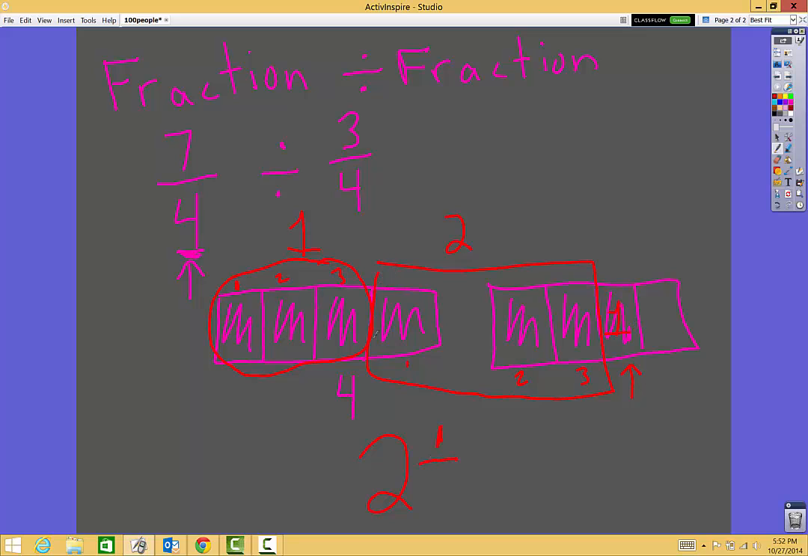Well, when I check, my new groups I just made have 3 pieces to a whole. 1, 2, and 3. If I check over here, it's the same thing. 1, 2, and 3. So I know I have one piece, and now 3 pieces equal a whole. So my final answer is 2 1/3. That is what 7/4 divided by 3/4 equals.